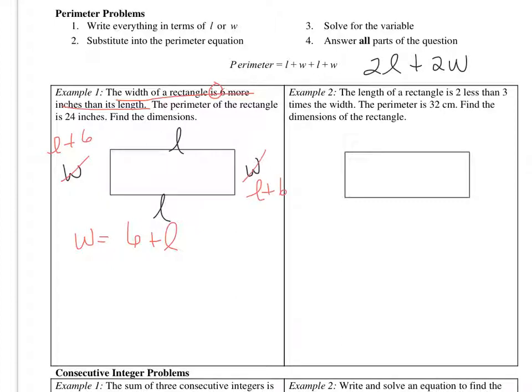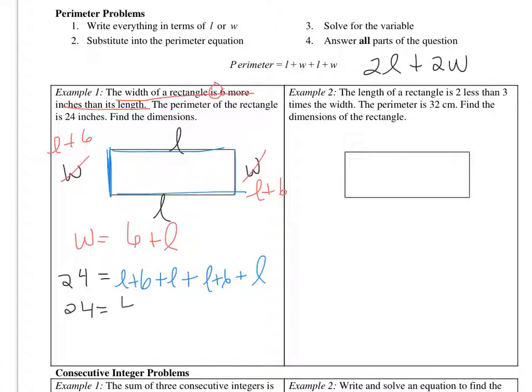So now I know that the perimeter is 24, but instead of writing W, I'm going to write L plus 6, plus L, plus L plus 6, plus L. So I can solve for L. I would be stuck if I had 24 equals 2L plus 2W because I'd have two variables. So now this is 24 equals 4L plus 12.